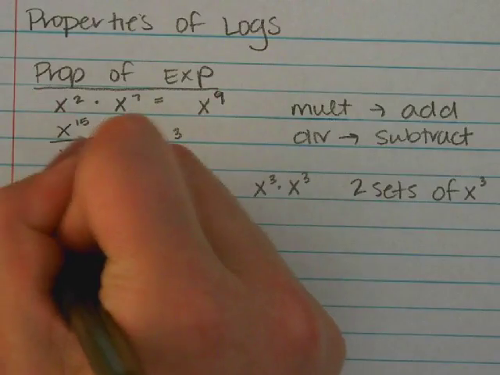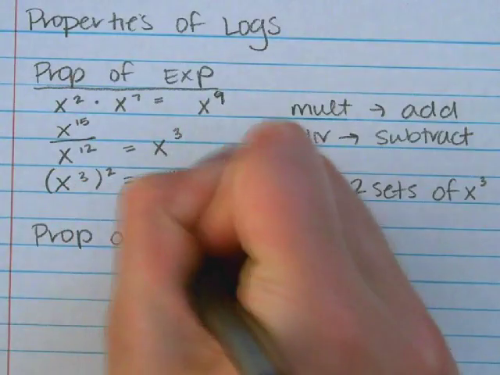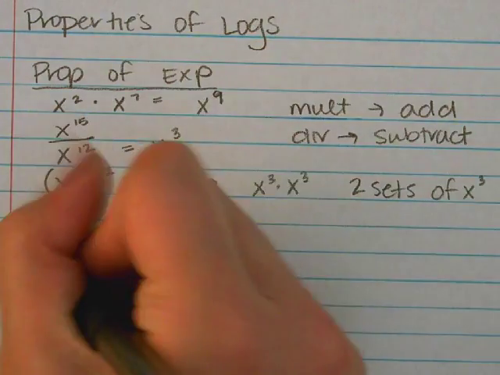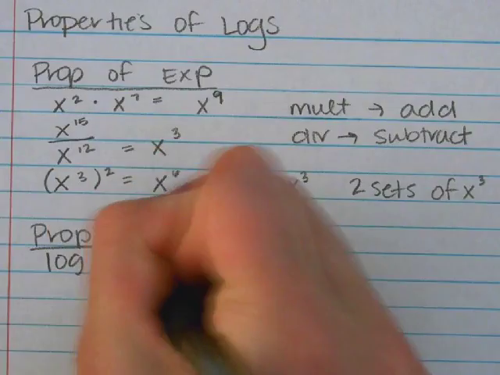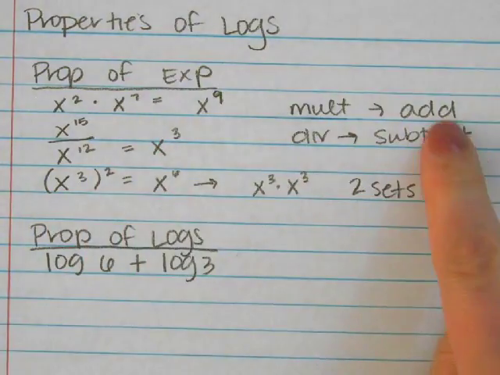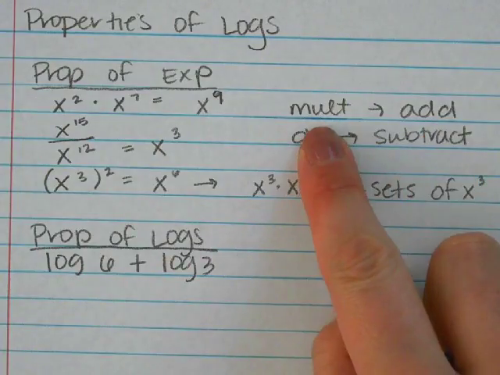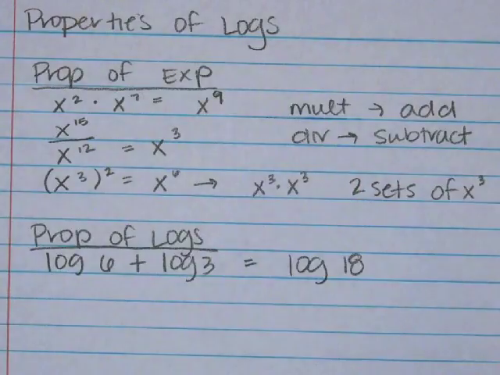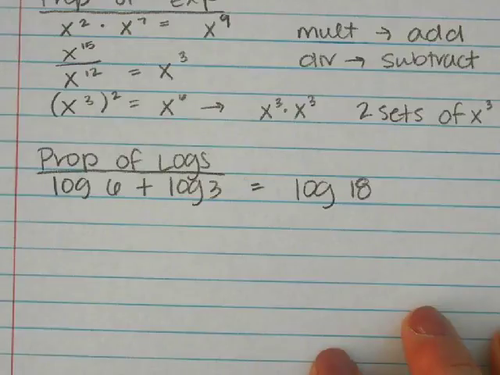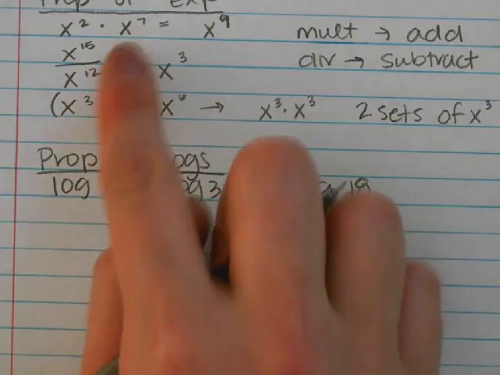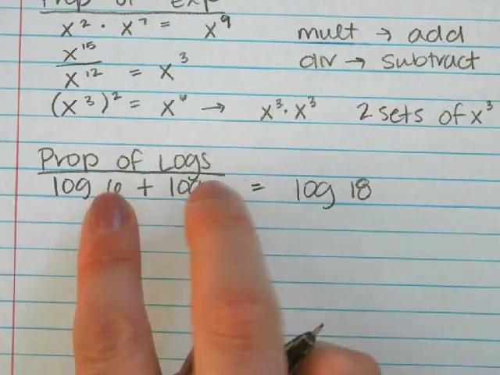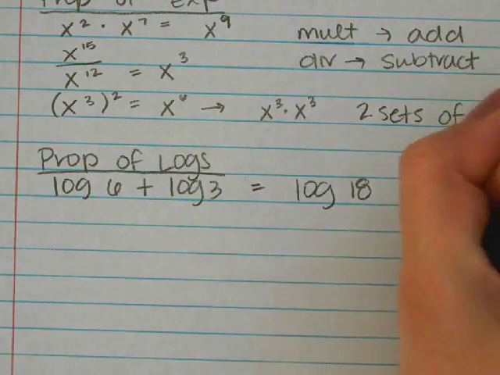All right, so the property of logs is like the reverse of that. So if I said log 6 plus log 3, addition for us is actually going to mean multiply the numbers. So this is going to give us log 18. So with exponents, multiplying the bases means you add the exponents. Here, adding the logs means you multiply the numbers. So add really means multiply.